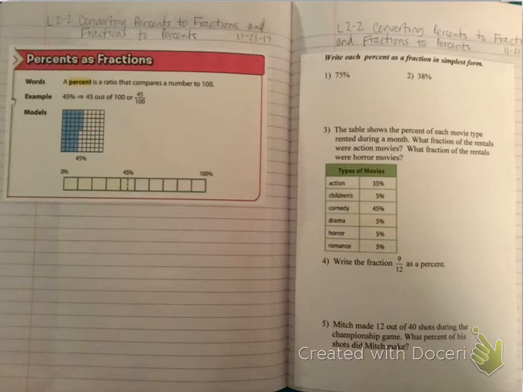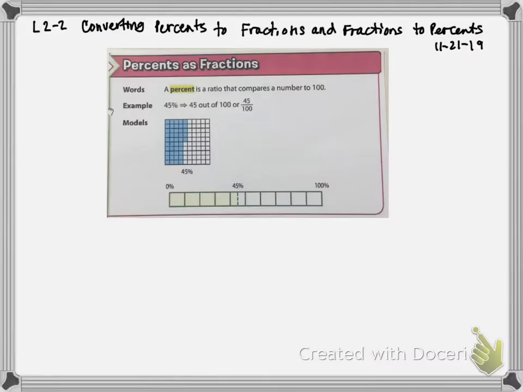And so if you need to pause and glue it down, do that. I'm going to go to the beginning page, and we're going to be talking about the percents as fractions. So we need to go over some understanding to make sure we get this. So let's start with percents to fractions.